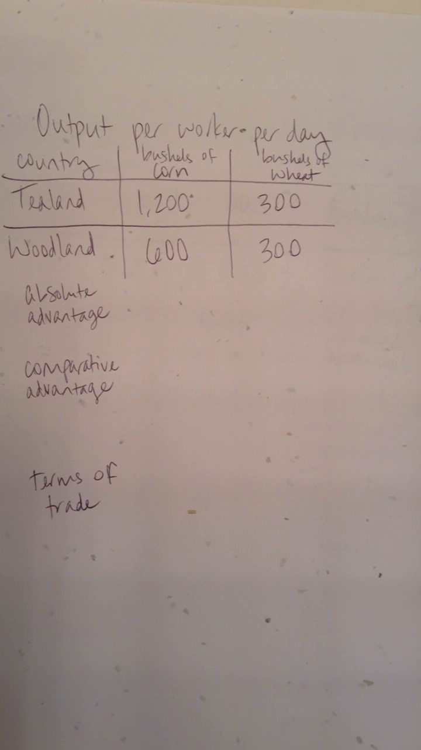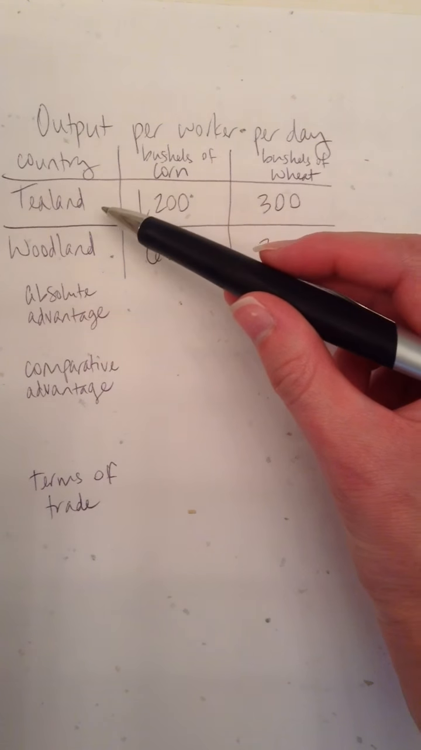Hi, Mrs. Lemons here to talk about trade, and specifically the concepts of absolute and comparative advantage. These concepts are very important in both AP Macroeconomics and AP Microeconomics. And what economists like to do to model these concepts is basically look at a simplified example involving two countries.